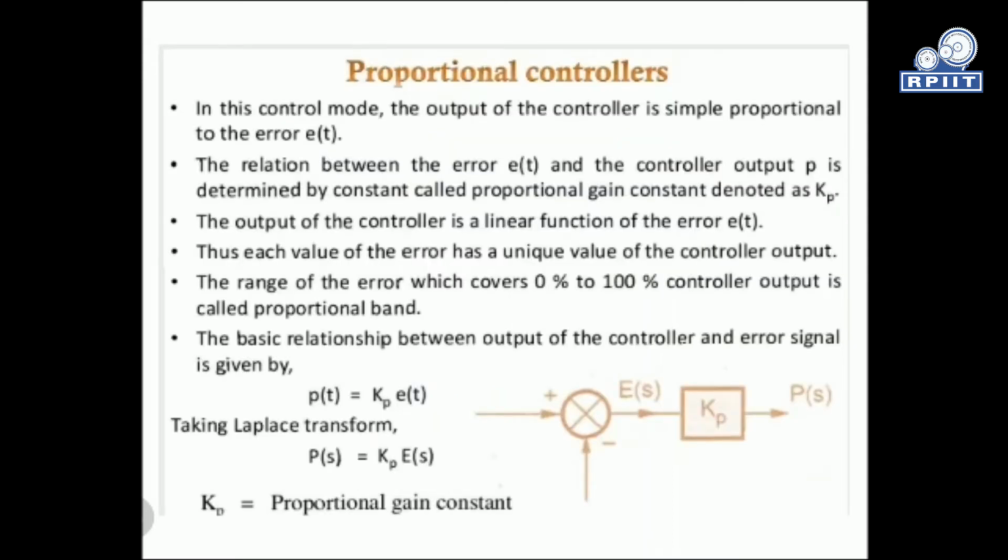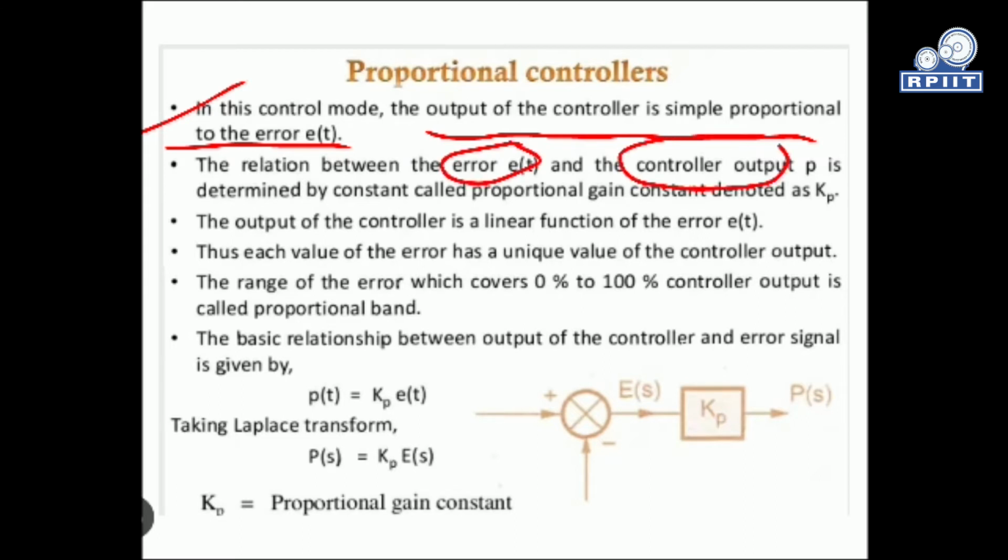In the proportional control mode, the output of the controller is simply proportional to the error, e(t). So there is a relationship between the error e(t) and the controller output p, determined by the constant of proportionality, the gain constant known as Kp. This relationship is given by this equation, where p(t) is our output, e(t) is our error, and Kp is our proportionality constant. This is also known as the proportional controller gain.